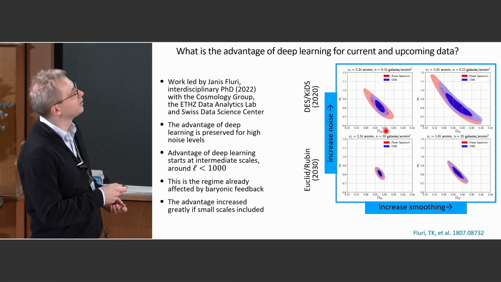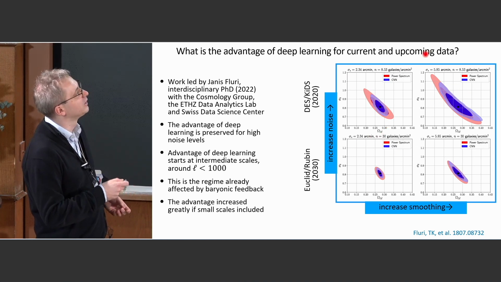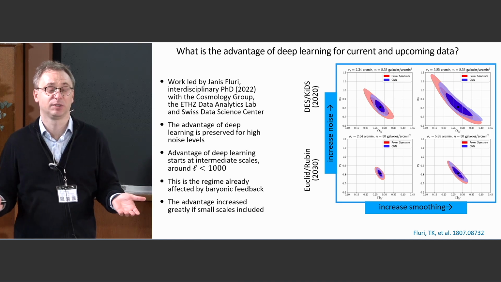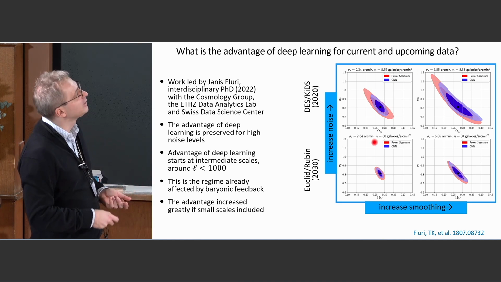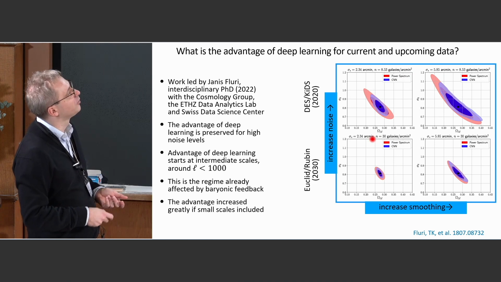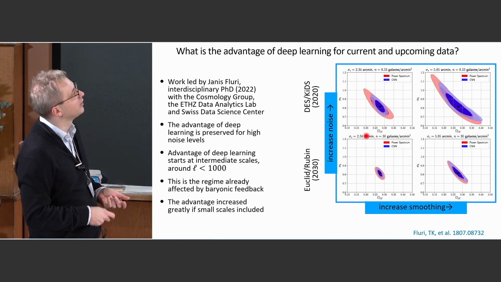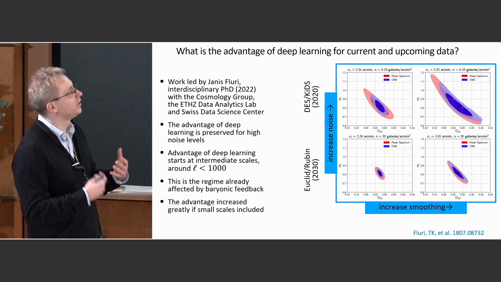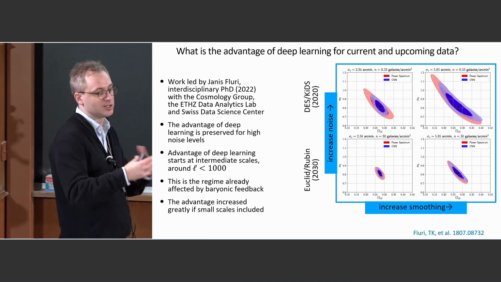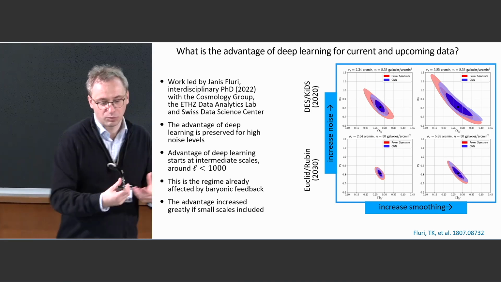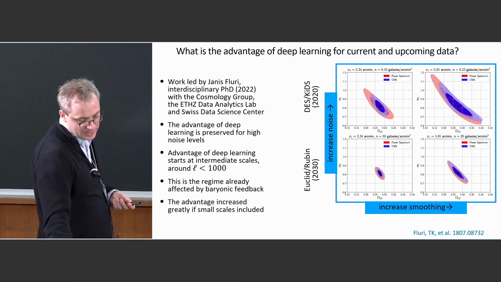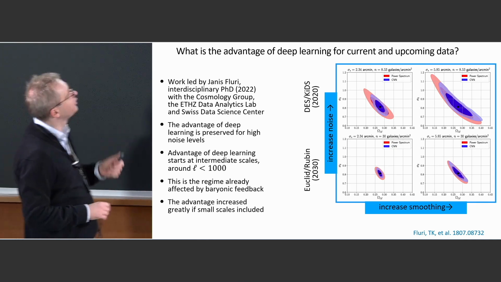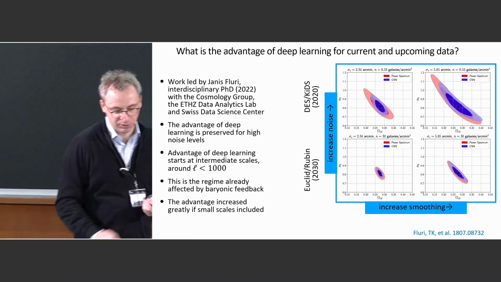And other things that we found is that if we increase the smoothing scale, the advantage basically disappears. So we converge towards the results from 2-point. But if you compare the noise levels, actually the advantage is similar. So it's still worth it to do this on noisy data. And we already started to see that at these scales we are slightly getting affected by baryon feedback, although not too much.